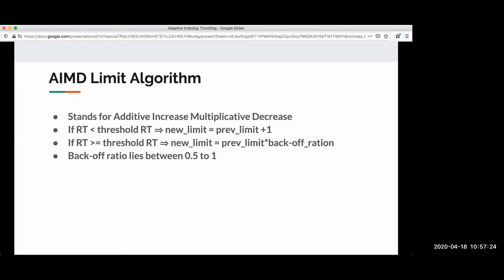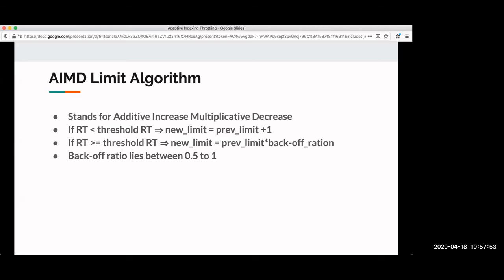So, as the name suggests, we'll just say 1000 milliseconds is my threshold. If the response times of Solr go above 1000 milliseconds, then we are under stress, and you should reduce the writes to the database. So it will just say if the response times are greater than the threshold, we'll reduce the limit by a back-off ratio. We'll say new limit equals previous limit times back-off ratio.